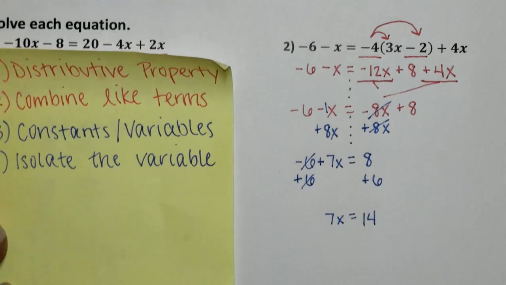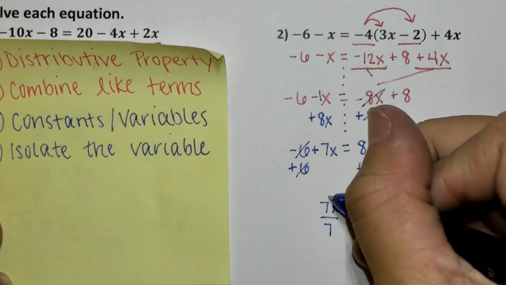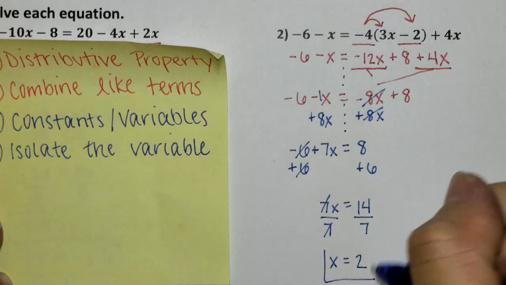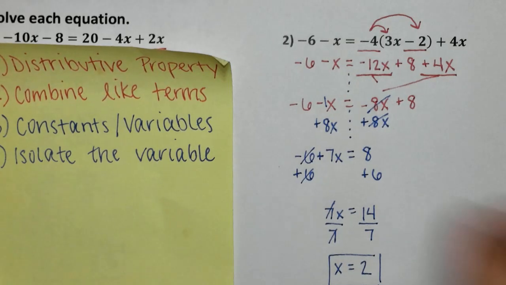And my last step, 7 is being multiplied by x. The opposite of multiplication is division. And x equals 2. Okay? Moving on to number 3.